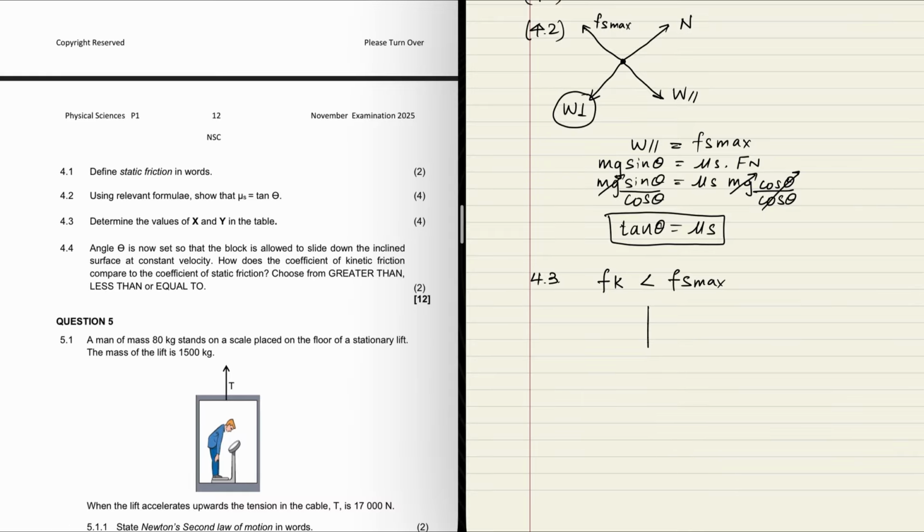Because the graph looks like this. So static friction can go from 0 all the way up to Fs max. And then after Fs max, the block begins to move. And it then moves with kinetic friction, which is lower and a constant value. So the answer here is less than.